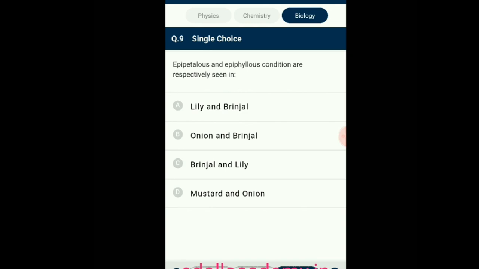So the answer for this question is option C. Epipetalous seen in brinjal, epipillous seen in lily. So the correct option is C.